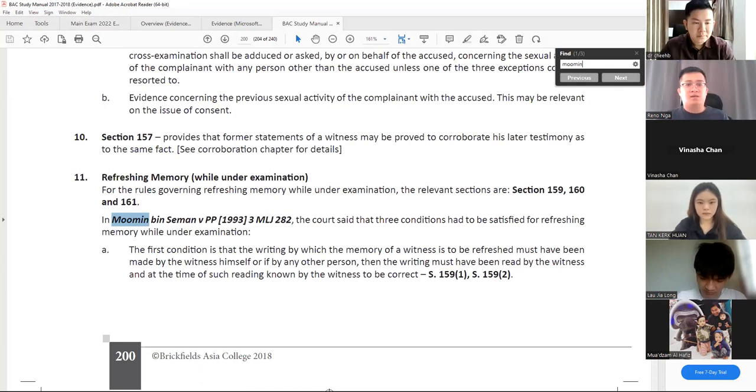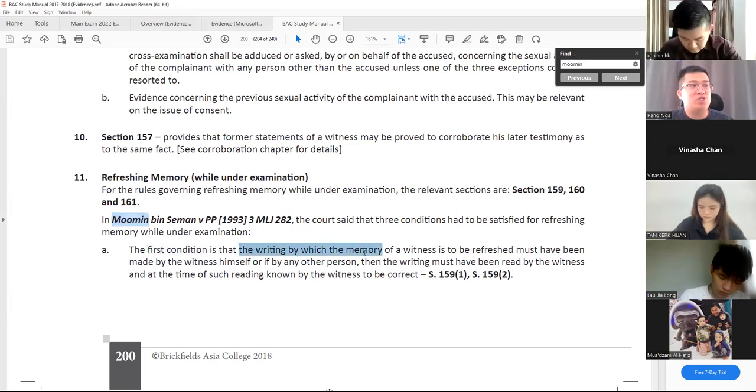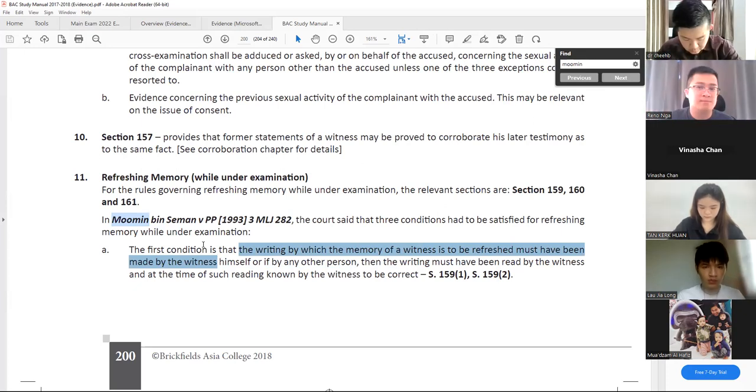So, thanks for this student highlighting. In order to refresh the statement you made prior to trial, the case we can refer to is Umi. So the first condition is that the writing by which the memory of a witness is to be refreshed must have been made by the witness. So in layman's terms, he or she must make this statement. Then only you can refer. Number one.